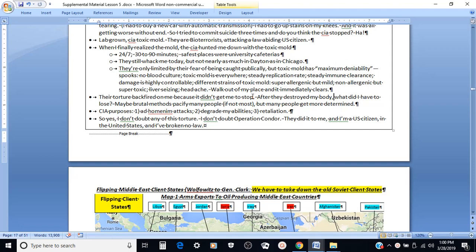And it backfires on a lot of people, right? It's like bombing in London. Did they get the British people to stop? No. It just stiffened their resolve. After today's struggling body, what did I have to lose? Maybe brutal methods pacify some people, all this Operation Condor stuff. Maybe it scares some people into passivity, but other people get more determined. They get more pissed off, and some people get radicalized. They're stopping at nothing.